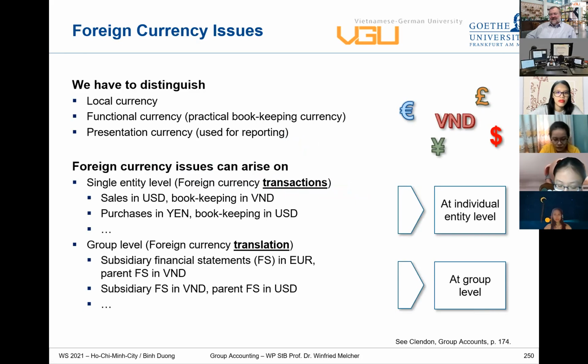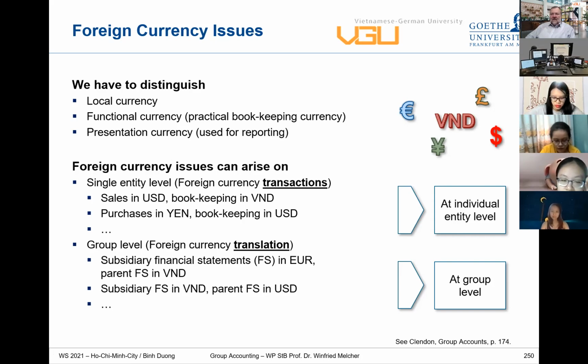People tend to mix up foreign currency translation and foreign currency transactions. Okay, so what is the difference? Well, when you look at the individual entity level, then we are looking at foreign currency transactions. So the company at individual entity level, they are selling from Vietnam to the US.